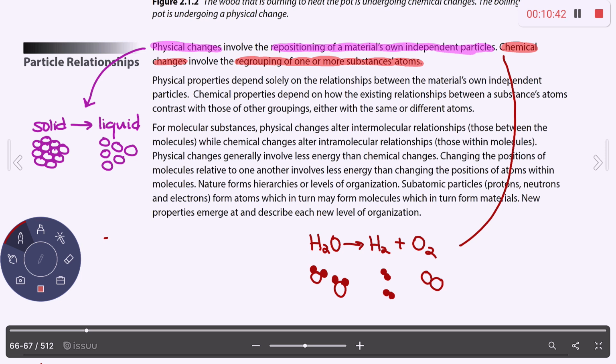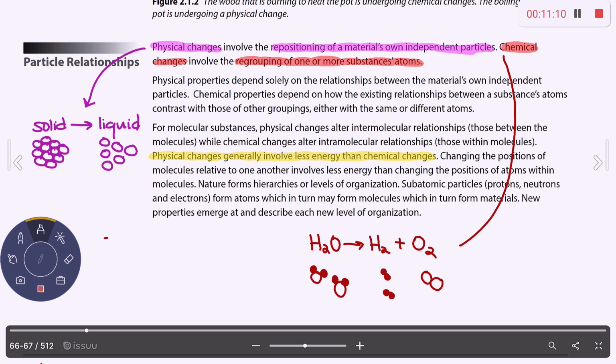It usually takes a lot more energy to make a chemical change occur, and they discuss that here. It says physical changes generally involve less energy than chemical changes. And that makes sense because I could make a piece of ice melt by simply holding it in my hand, but there is no way I can make water molecules break apart by just holding water in my hand. This would take a lot more energy. Any questions for me?